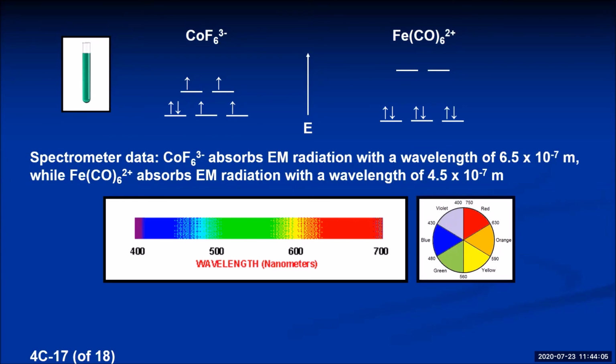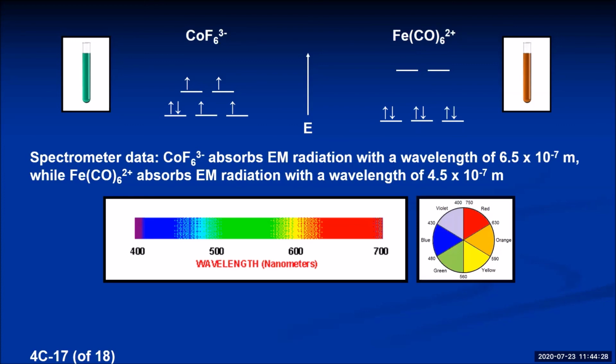For our other substance, it's absorbing wavelengths of 450 nanometers. What color is that? 450 nanometers looks like it's in the blue region. So if it's absorbing blue wavelengths, it's going to appear as its complementary color, which we would predict as orange. And in fact, a solution of that second complex is indeed orange.